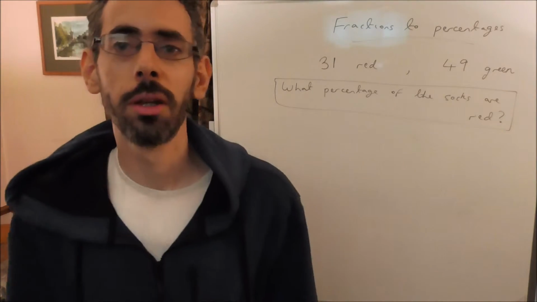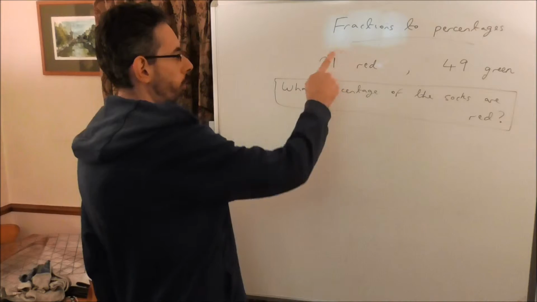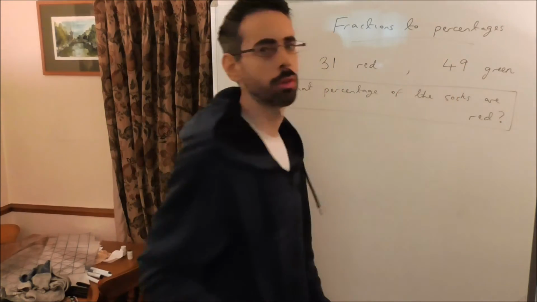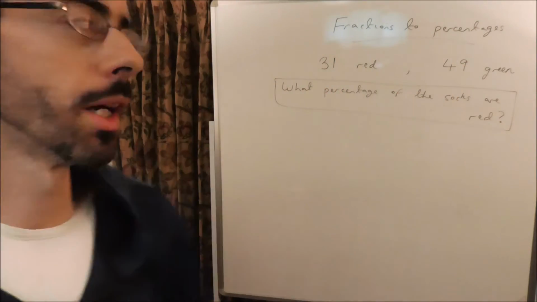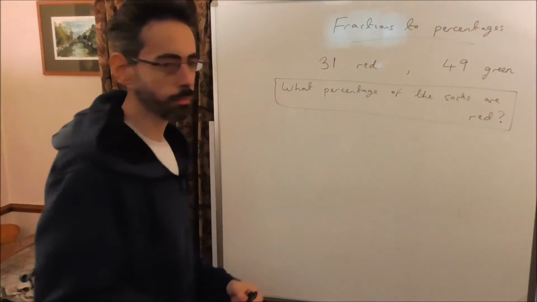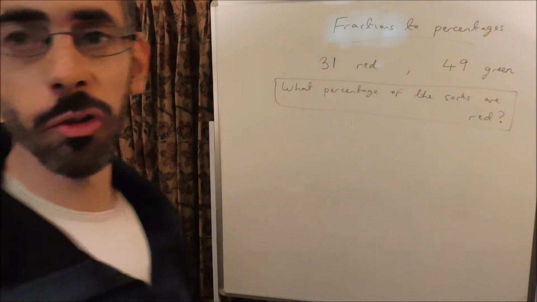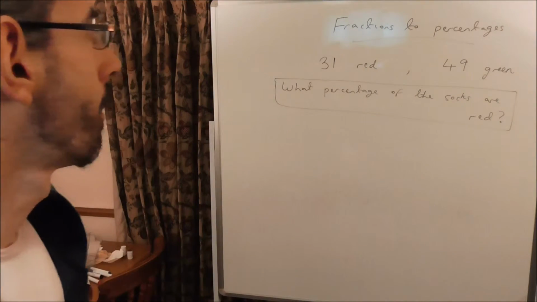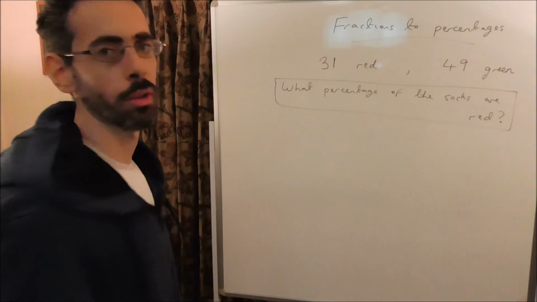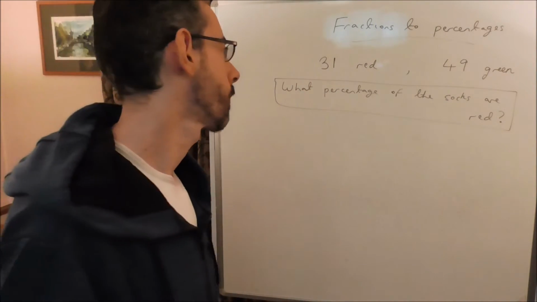Right, so let's finish off with a quick worded question. So imagine there are 31 red socks and 49 green socks in a sock drawer, and let's say we want to know what percentage of the socks are red. What percentage of all the socks are red? So we need to find how many socks there are altogether. Well, 31 red, 49 green, 31 plus 49 is 80. So there are 80 socks altogether.